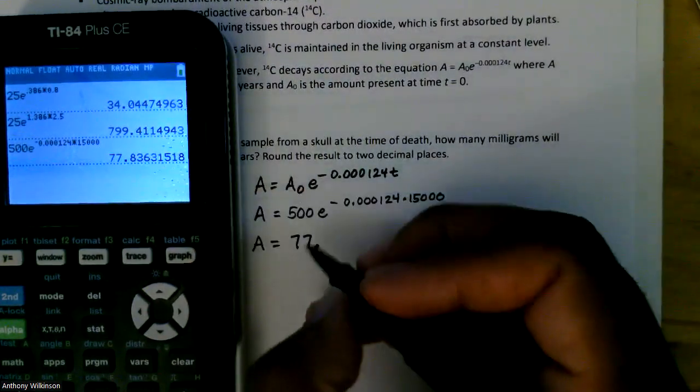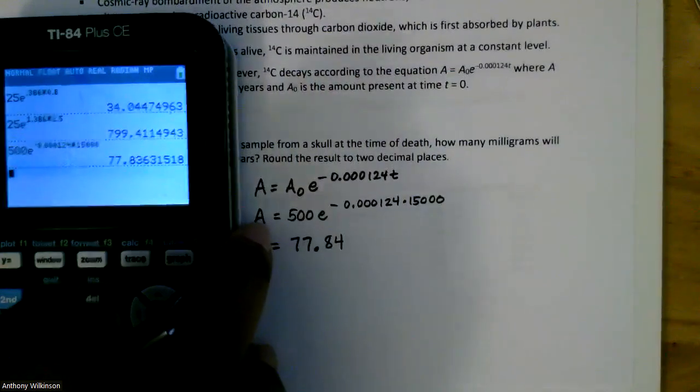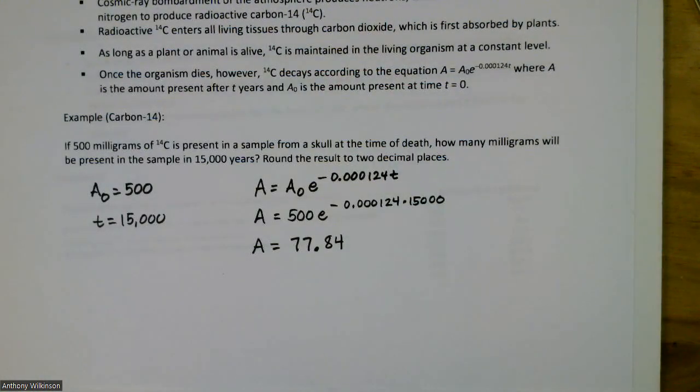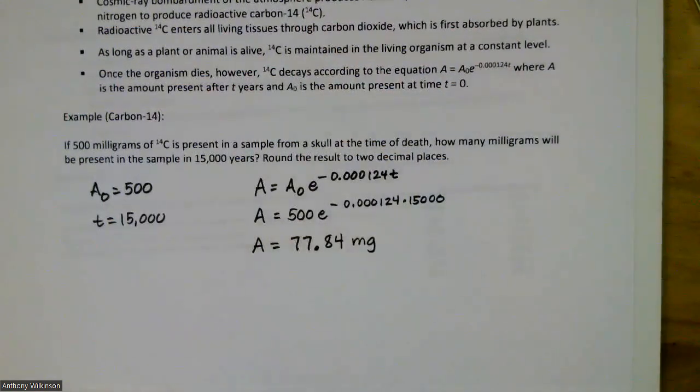Now, if we round this off to 2 decimal places, that'll be 77.84. So that means in 15,000 years, 77.84 milligrams of carbon-14 will be present in that sample. So that's an example of just exponential decay.